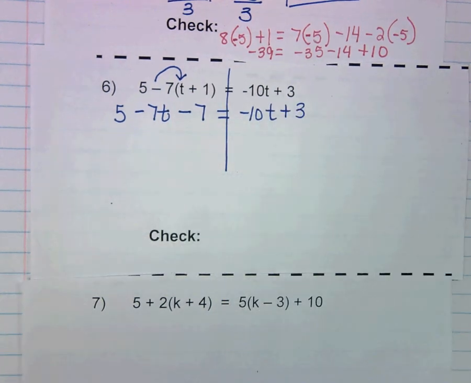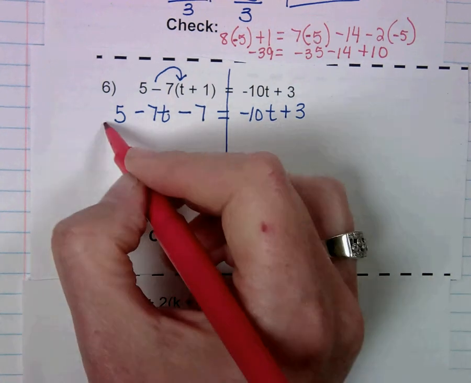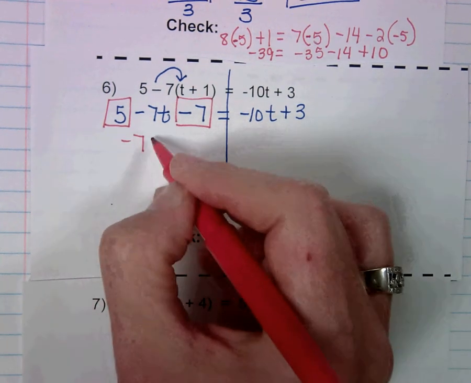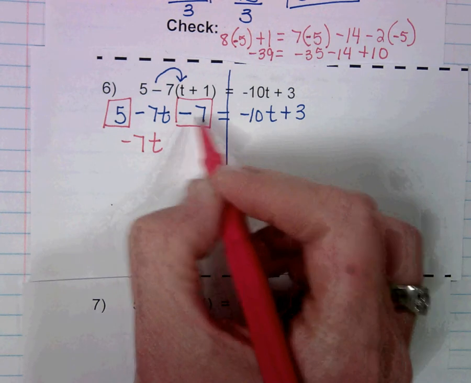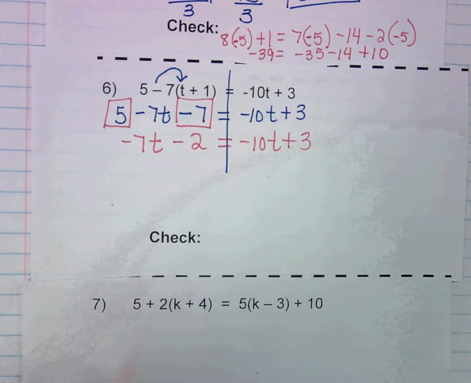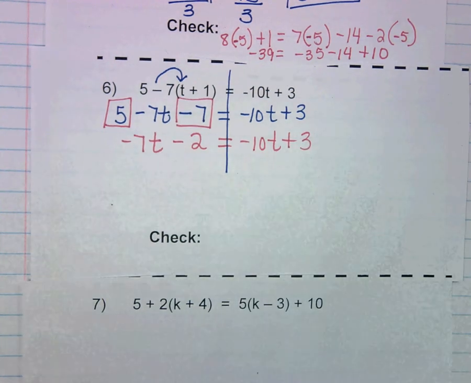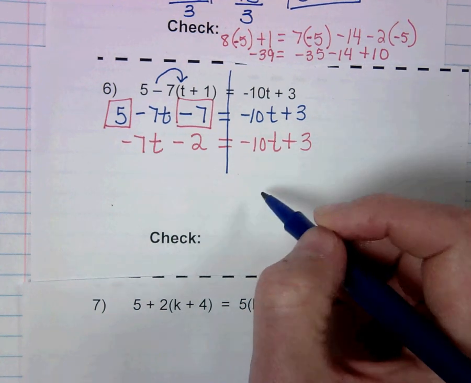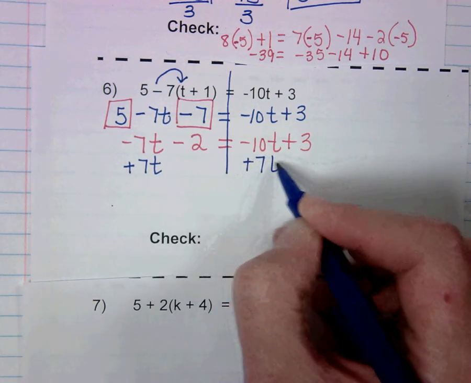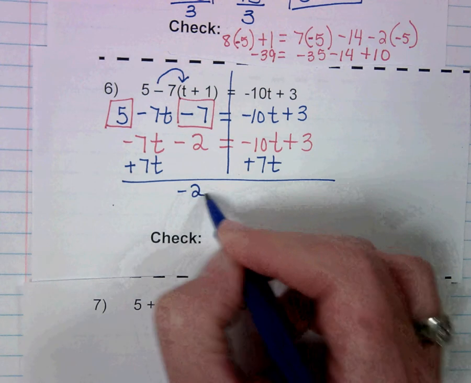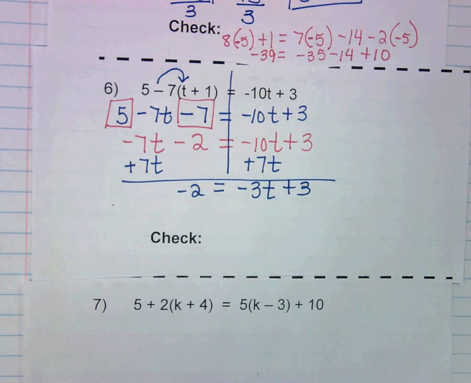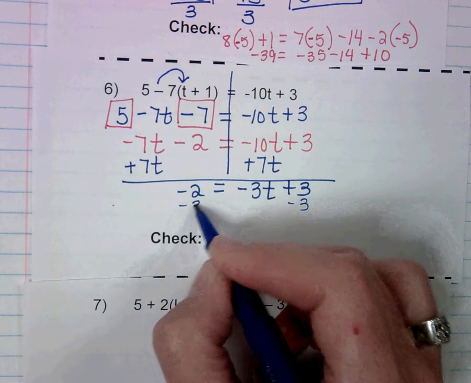Now that we've distributed, we need to look for any like terms. We do have some like terms right here with the 5 and negative 7. So I'm going to write negative 7t, and it's going to be 5 take away 7, which is negative 2. Okay, now we've got it all simplified. Now we're ready to move our variables and get t by itself. So I don't know, let's be different. Let's add 7t to both sides. We'll move it the other way this time. That leaves us with negative 2 equals negative 3t plus 3. And then we're going to subtract 3 from both sides.